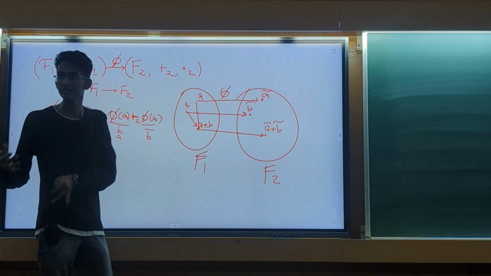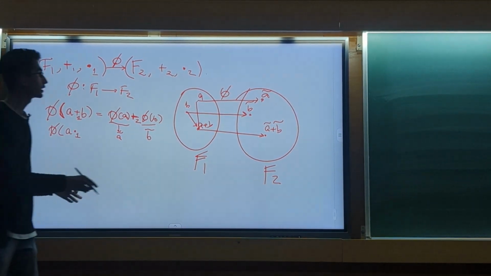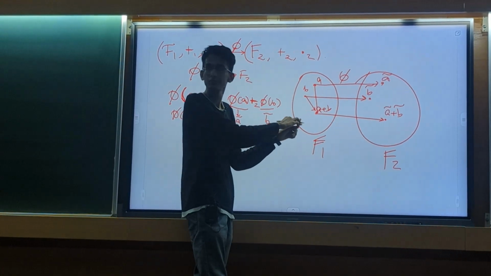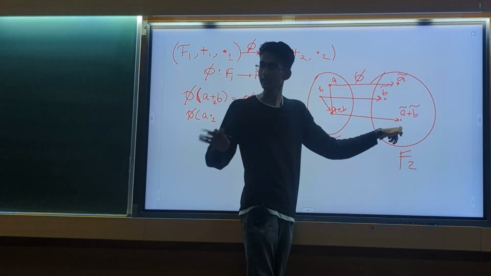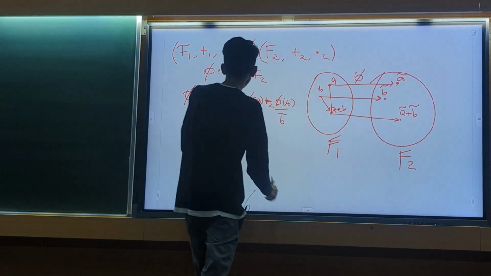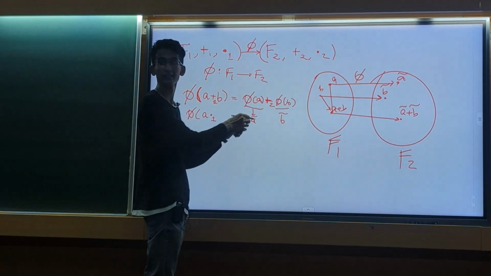Does it make sense? Addition is preserved under this transformation. So I first add my elements, then translate, the same as first I translate them, then I add them. So I first add, then translate is the same as translate both, then add.